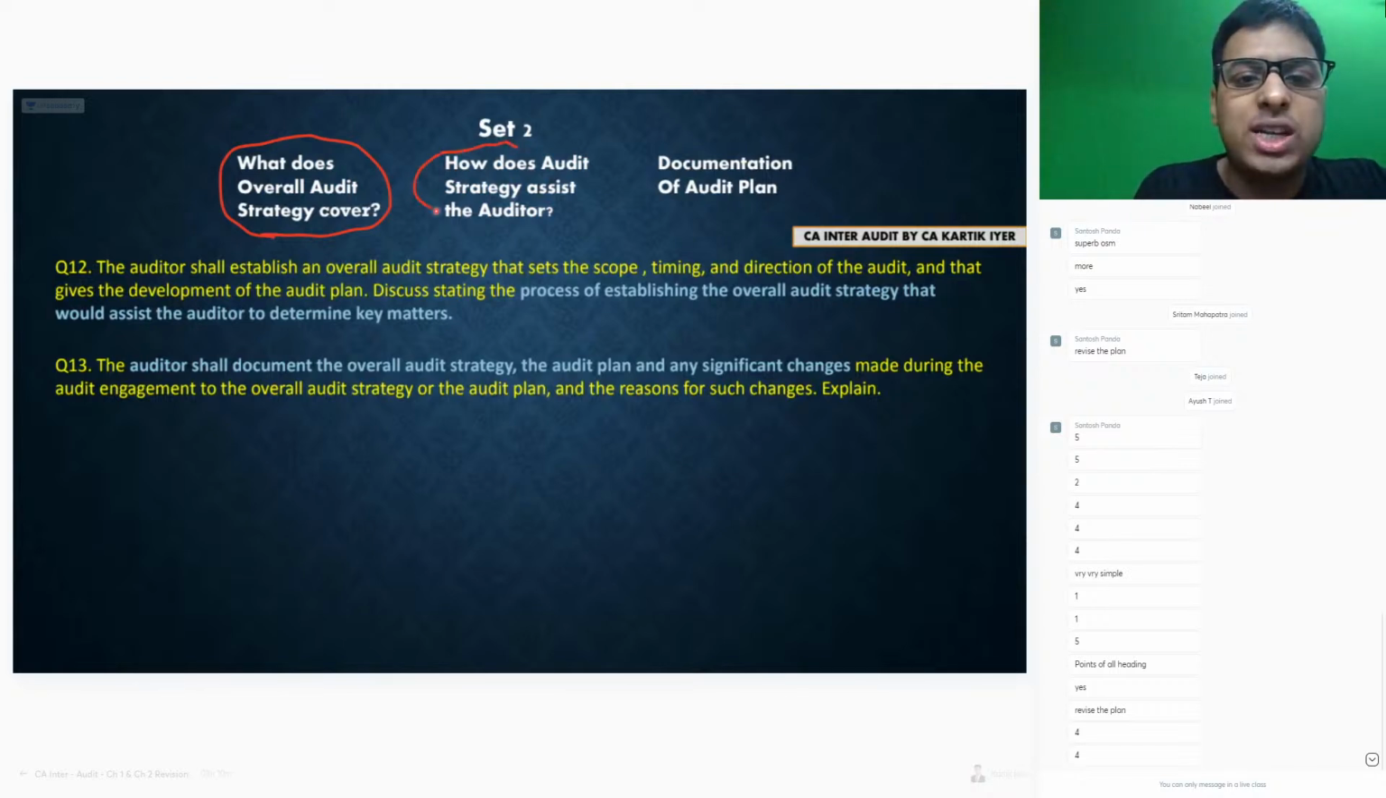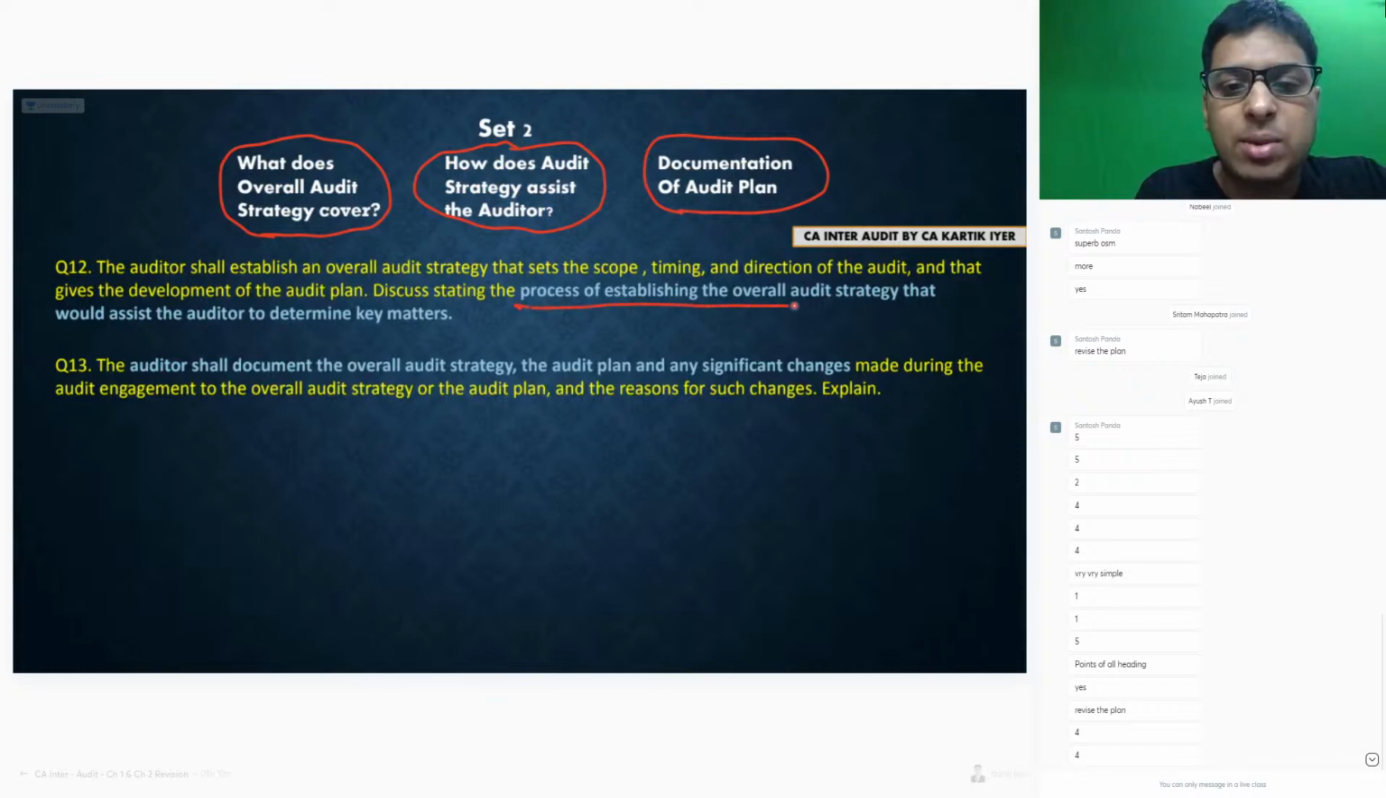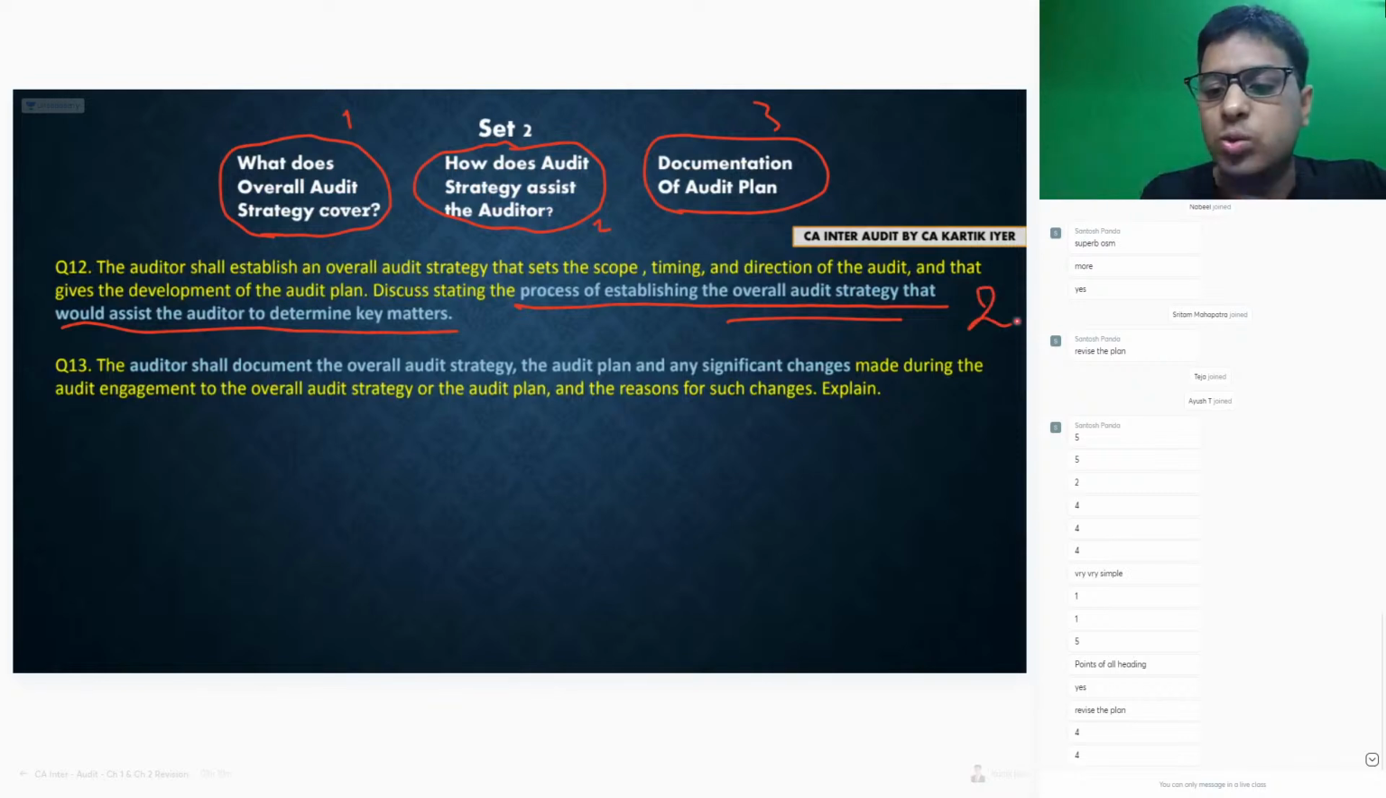Next is, how does audit strategy assist the auditor? This is the second part that they have given here. And last is documentation of the audit plan. So these are the 3 things. Now the first answer they have given here is: discuss stating the process of establishing the overall audit strategy that would assist the auditor to determine the key matters. So here they are talking about how the audit strategy helps the auditor. If this is 1, this is 2, this is 3, here they have asked about answer number 2, that is, how does the overall audit strategy assist the auditor? Simple, very easy to understand, very clear.